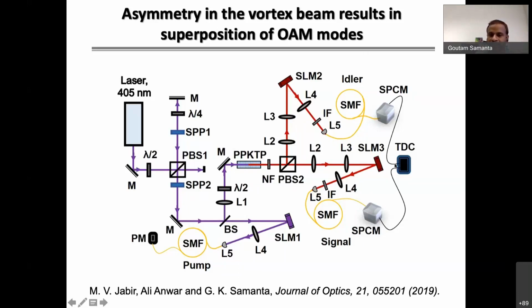So basically the same technique is used for pump, signal, and idler. And here, to find out the input OAM mode, since the OAM mode of the photon is unknown, we are changing the phase pattern of the SLM to different orders and seeing what the coupling efficiency, or coupled photon count, is. From there, we are producing the spectrum.